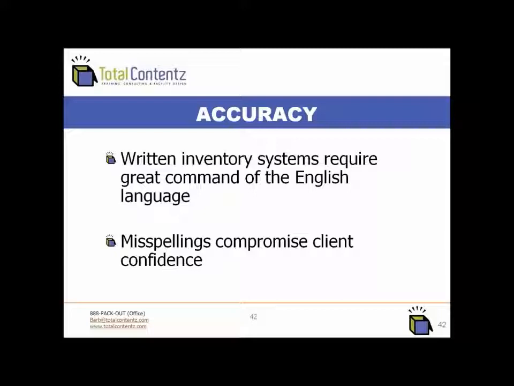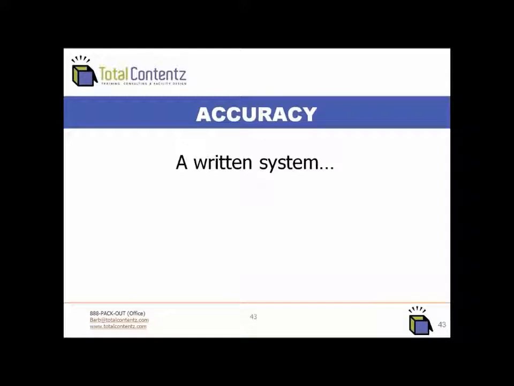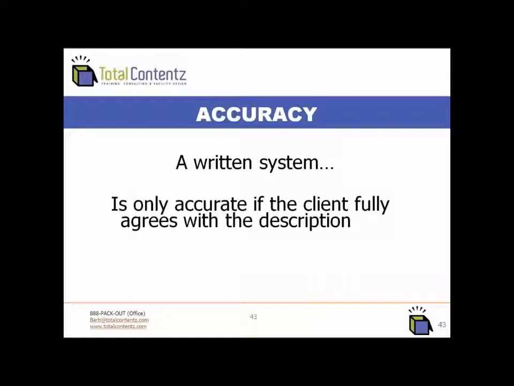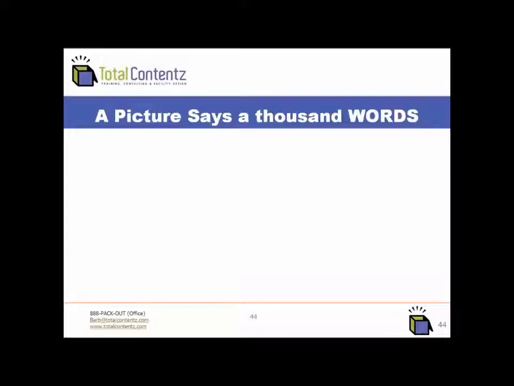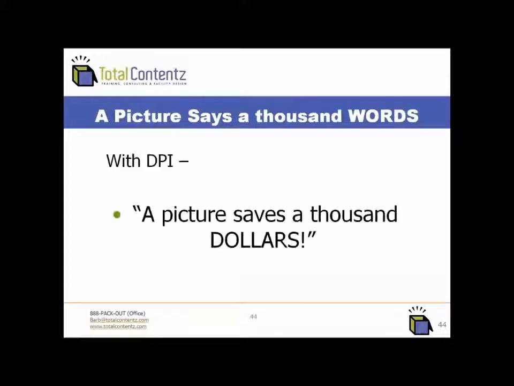Also, we don't want to worry about the misspellings. I've used software before where if you type it in, if you misspell it, it saves it. If you have spell checker on, it slows down the software. And it could slow us down because we're having to go back and check for typos. And also with the written system, it's only accurate if the insured agrees with us. Whereas with our photographs, a picture could say 1,000 words, but a picture could also save us $1,000.